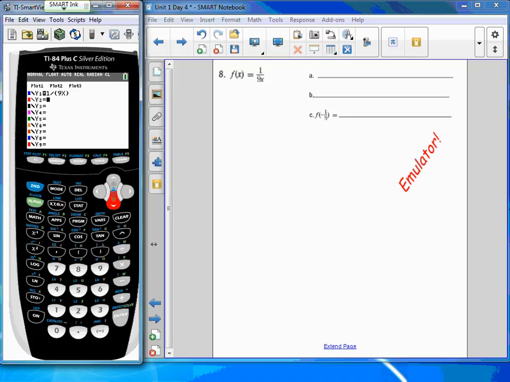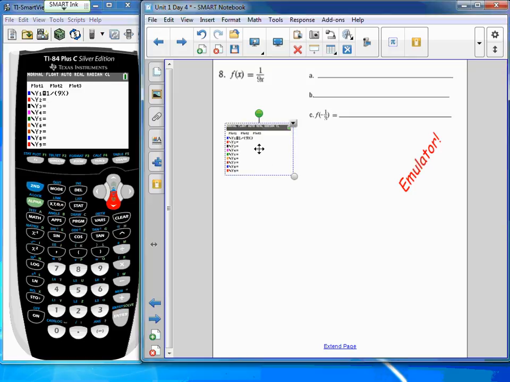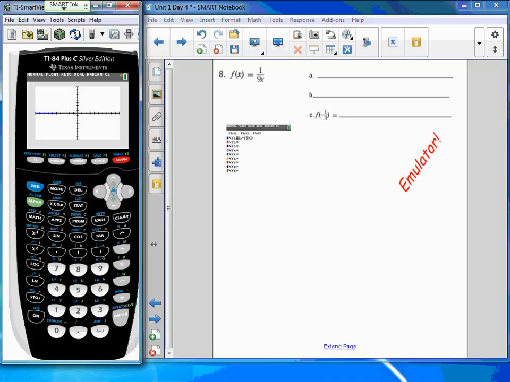So 1 divided by left paren, 9, x is the variable button right here, second row, second column, close parentheses with the right parenthesis, and there's my 1/9x. Okay, good? Now we're going to go ahead and press the graph button. Top toolbar, right side is graph, and we're going to see what this picture looks like.